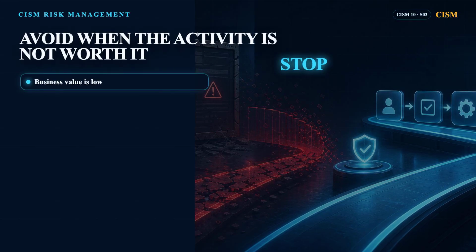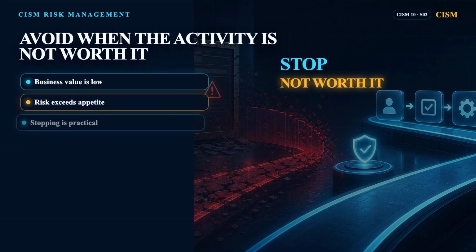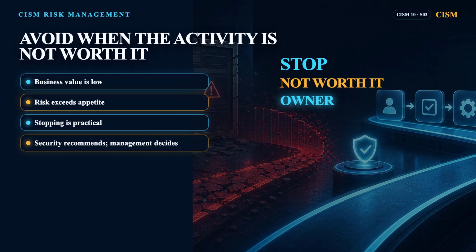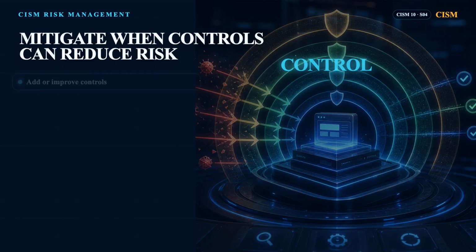Avoidance is appropriate when the business activity is not worth the exposure. Maybe a proposed data feed has low value, high regulatory risk, and no practical way to reduce it enough. Security can recommend avoidance, but the business owner decides whether to stop or redesign the activity.